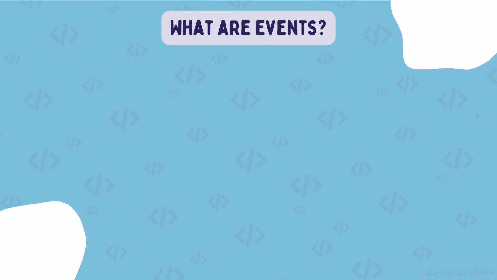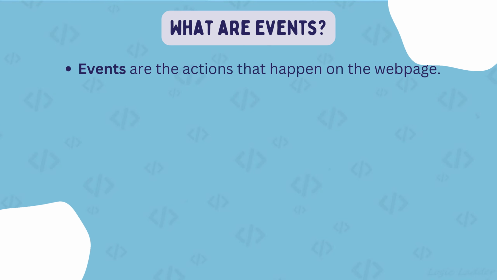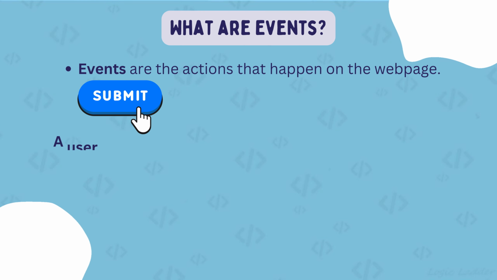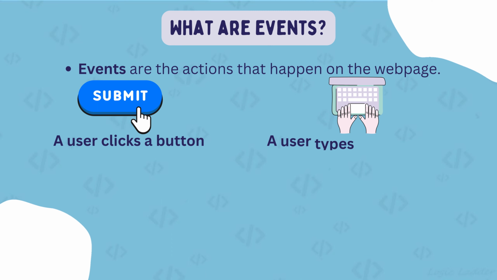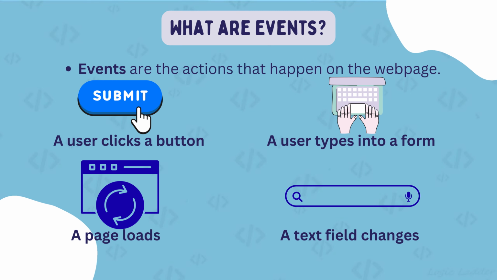Let's begin with what are events. An event is just something happening on your page. Some examples of an event are: a user clicks on a button, a user types into a form, a page loads, an HTML form element changes. JavaScript allows us to react to these events.